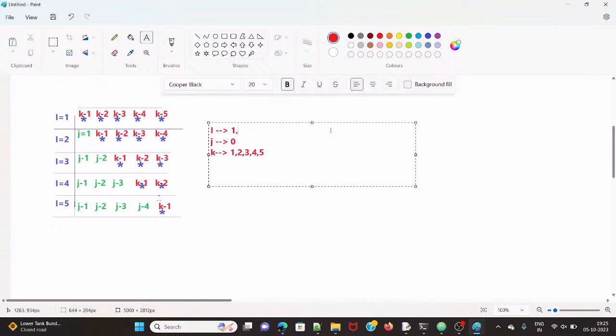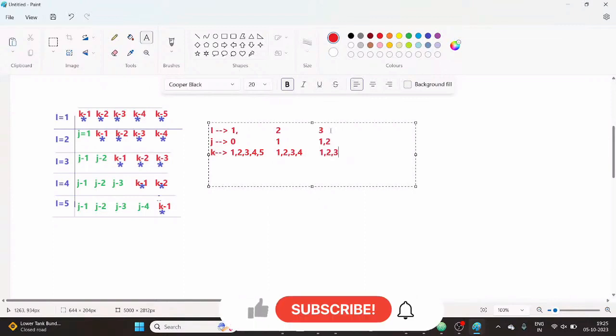The same case: when I value is 2, J is increasing and K is decreasing. K values are 1, 2, 3, 4 only, guys. All of you observe that diagram. Next, whenever I value is 3, J is increasing now. J is 1, 2. Then K is 1, 2, 3, guys.